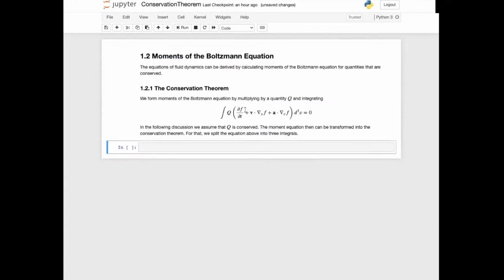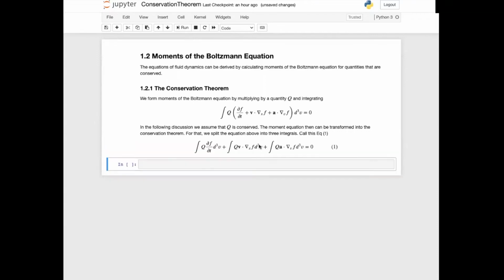For that, let's split this equation into three integrals. Call this equation 1. Split this into three integrals, and let's treat each of these integrals separately.